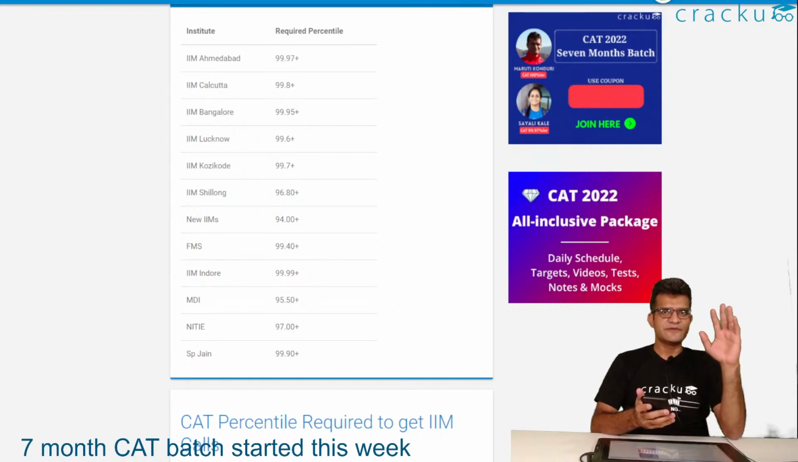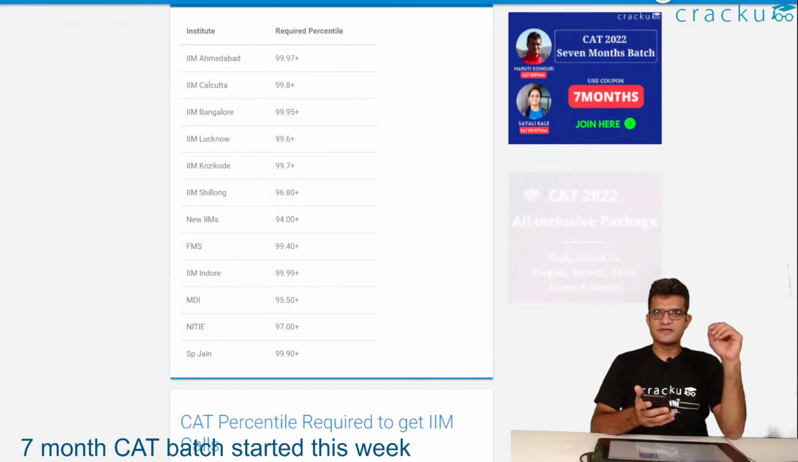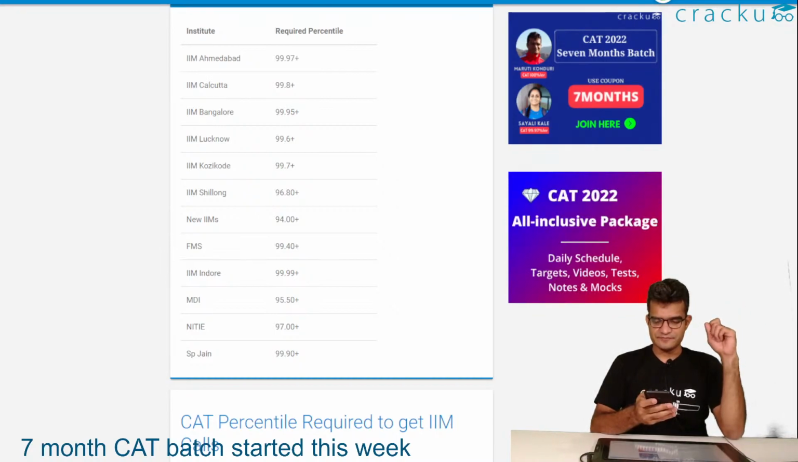Now, this is not a bad profile. You have to just do slightly better in CAT as compared to the others. Try to get above 95 percentile in CAT as a first step. And if you can improve it even further, then you will have a lot more options available.